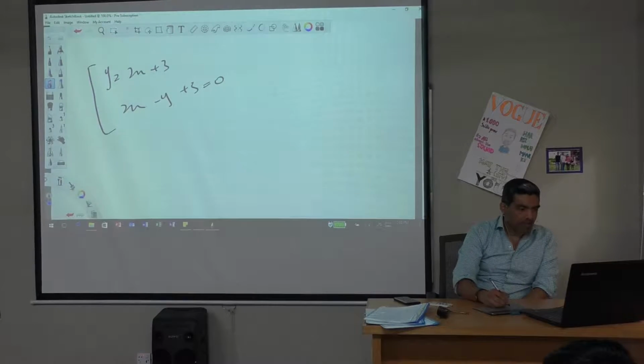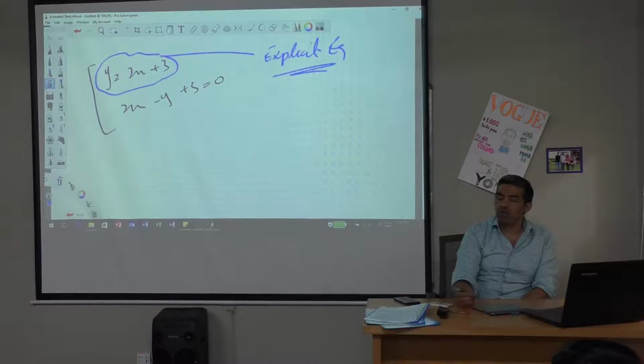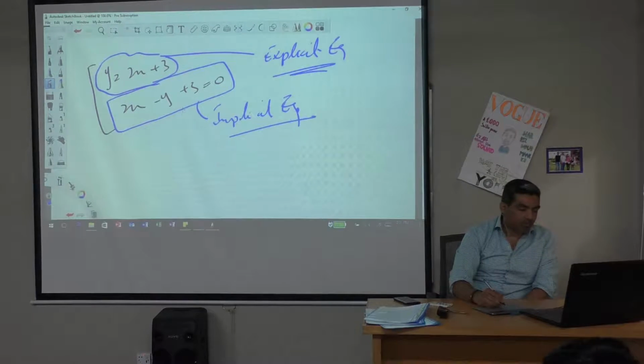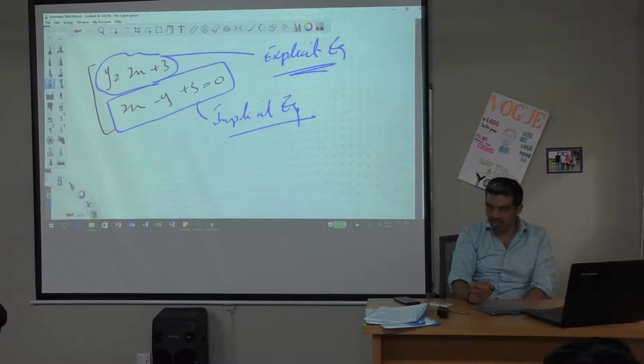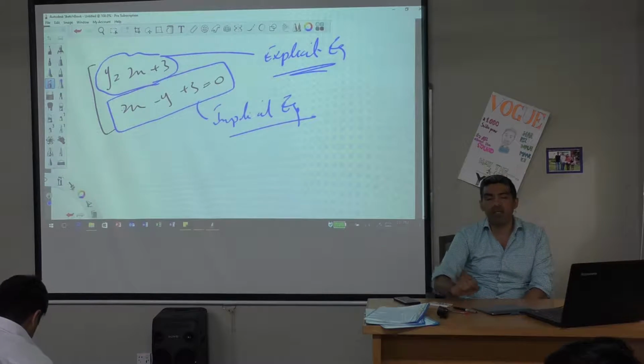This is what we call an explicit equation because y has been explicitly expressed in terms of x, whereas this is a classic example of an implicit equation. Now, your argument would be that any equation can be made implicit or explicit. Yes, any equation can be made implicit or explicit, but it depends on what that equation is representing.